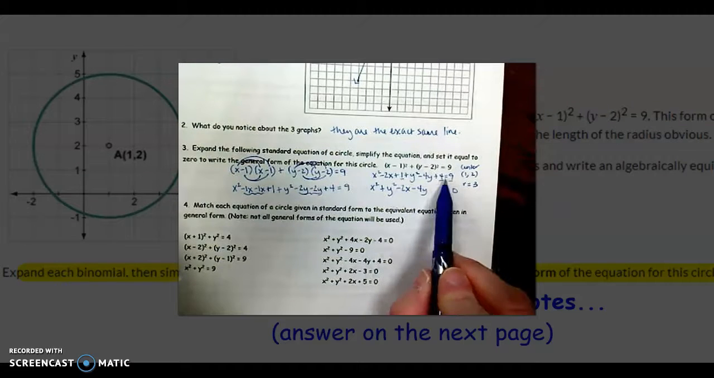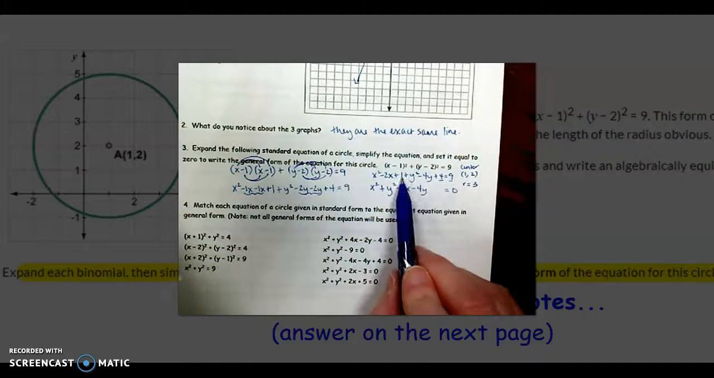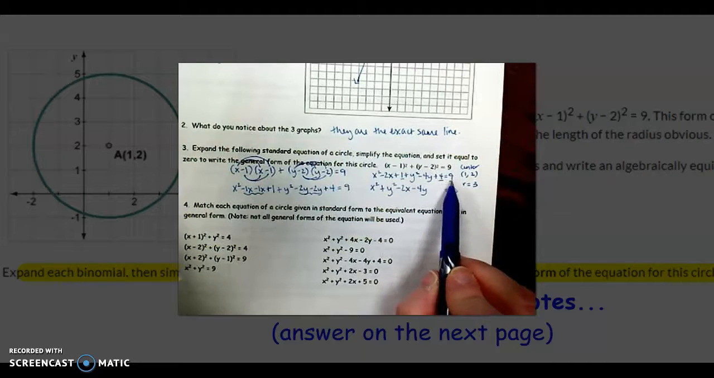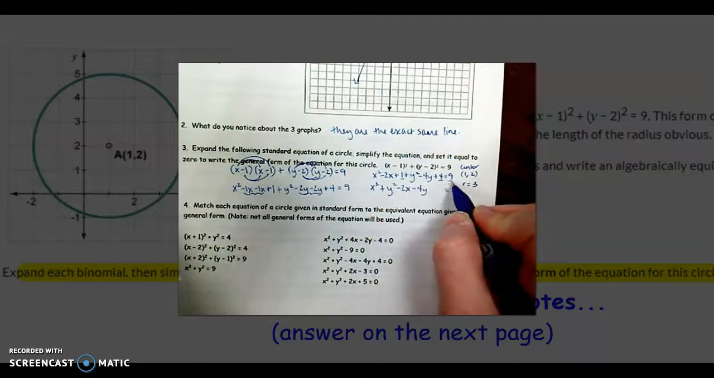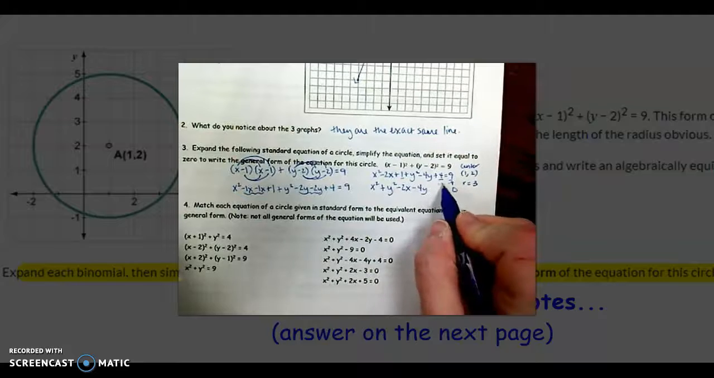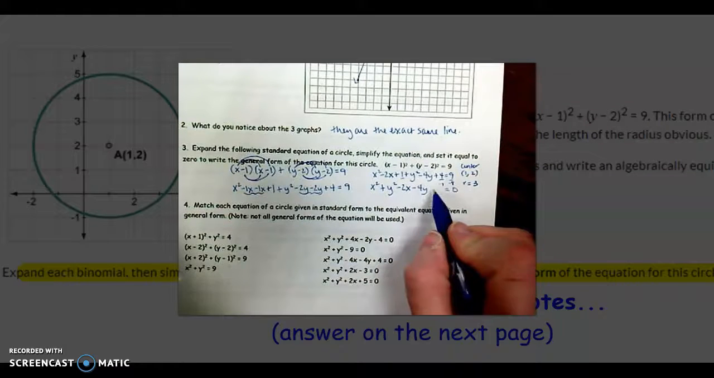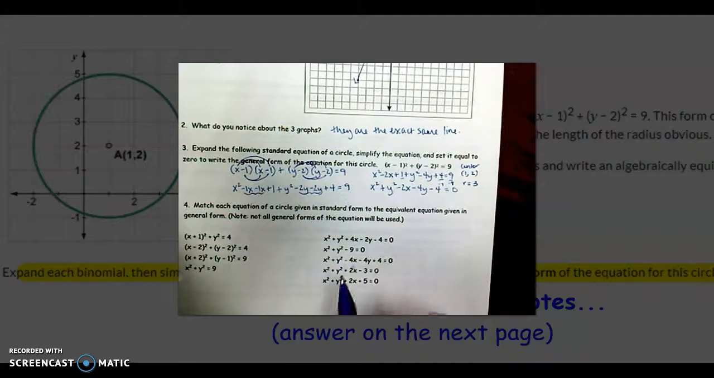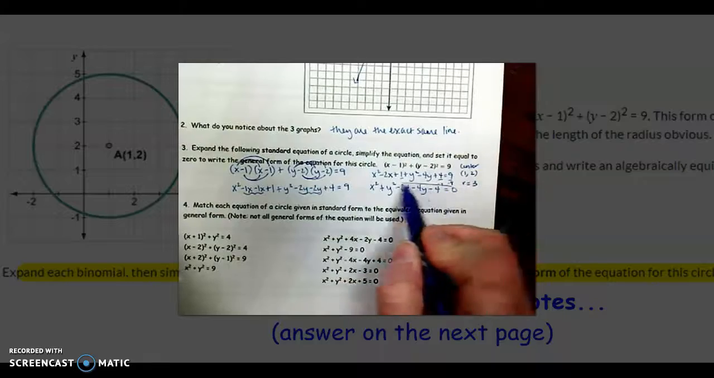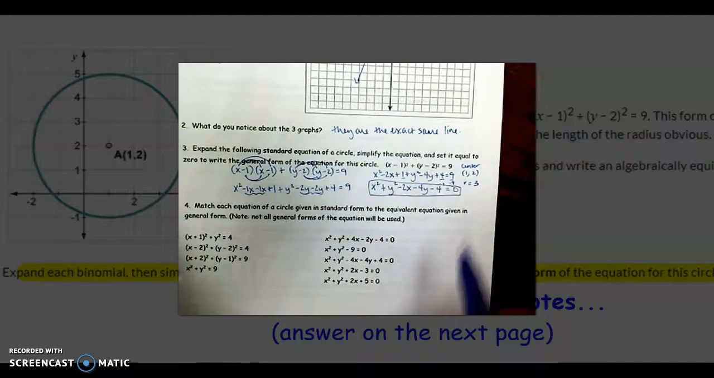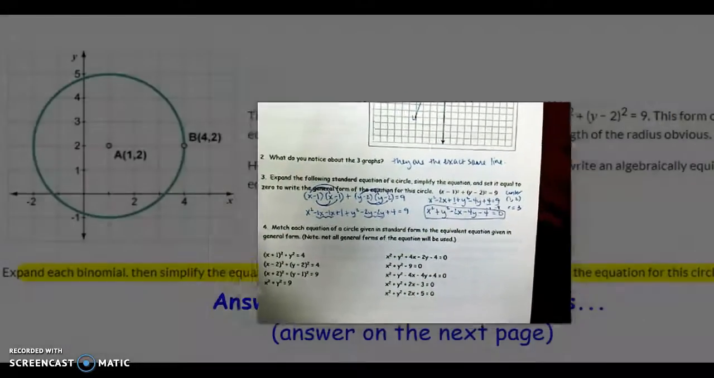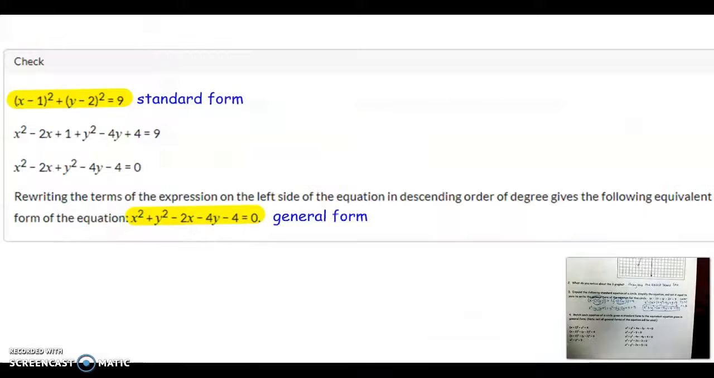Well, this 1 and 4 are on the same side, so they would combine to get 5. But to get the 9 over there, we would have to subtract 9 from both sides. So we would have 5 minus 9, giving us a -4. This is the general form of the equation of the circle. And so you will see that here, exactly what we got compared to the standard form.